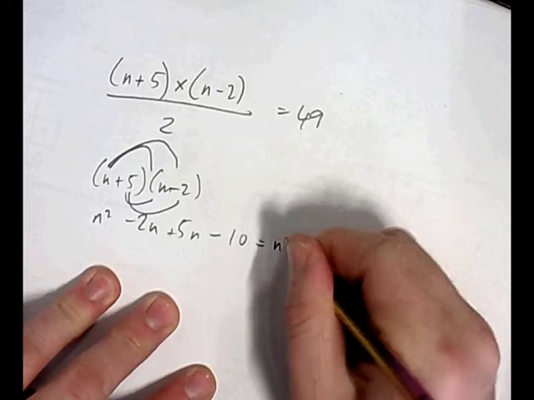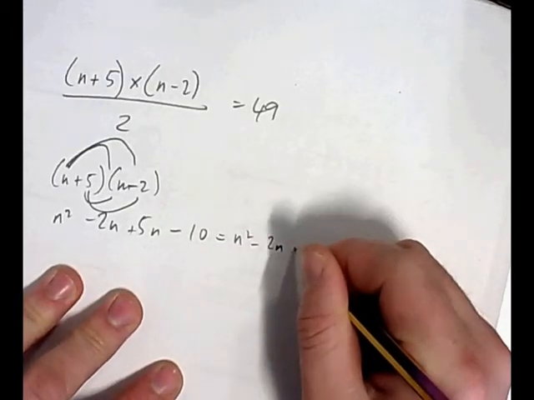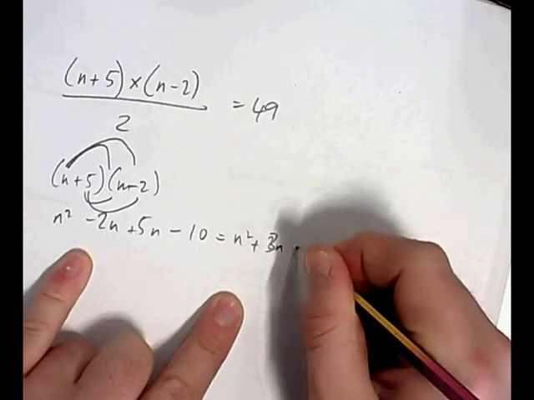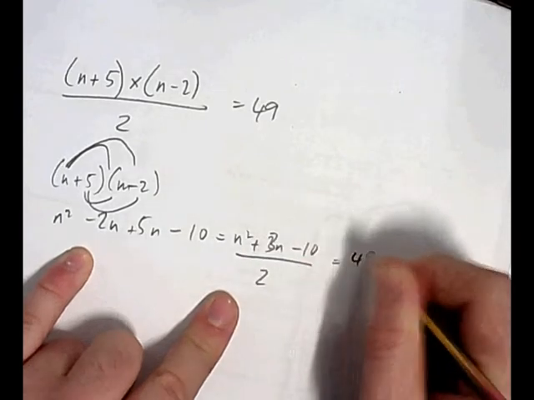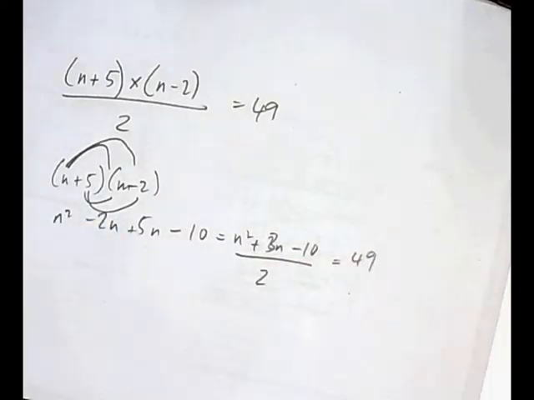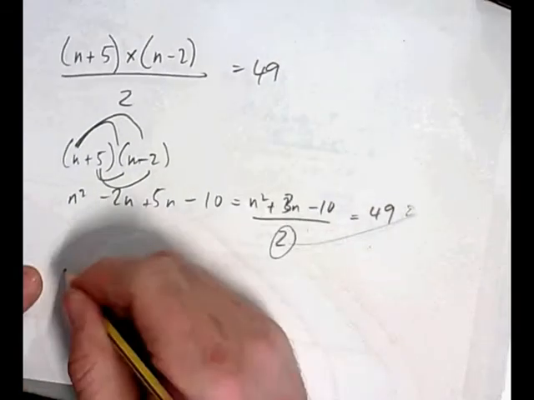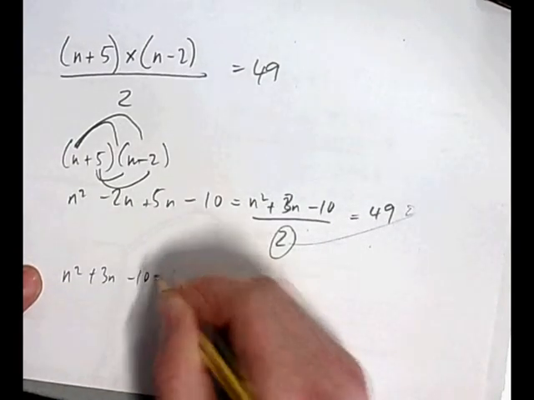So n squared minus 2n plus 5n, so I'm not even thinking, equals 3n minus 10, all over 2, equals 49. So I'm not going to think that hard about this. I'm going to get rid of the 2. I'm going to take it to the other side and times. So it gives me an equation: n squared plus 3n minus 10 equals 98.